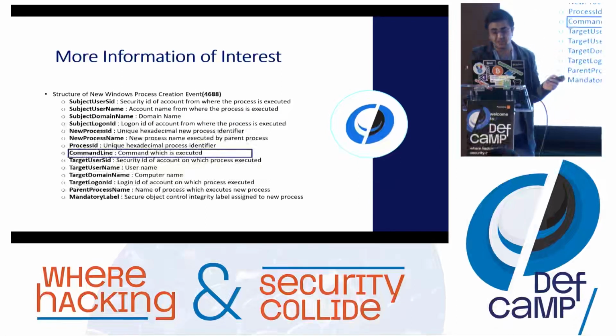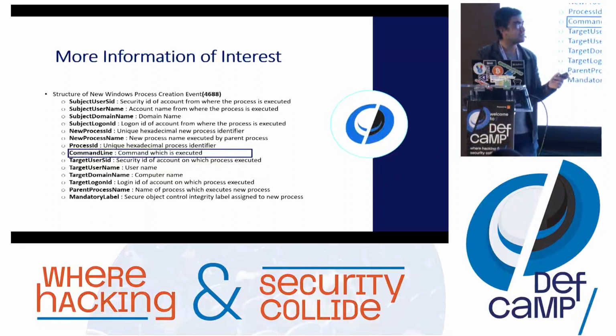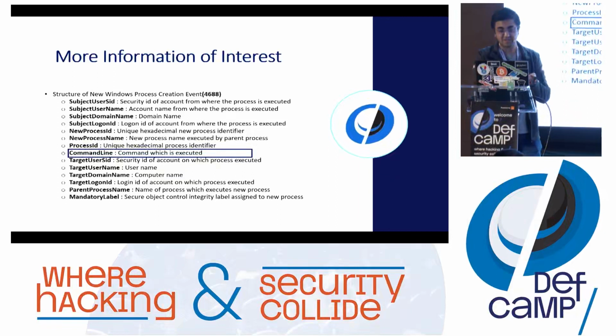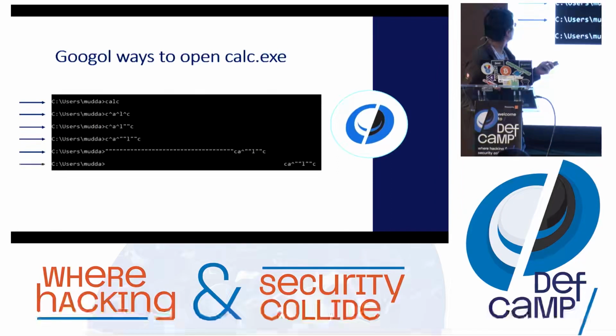there was this command line argument. We can get information from this command line argument, but there are many ways to open a single calc.exe. You can open calc like this, like this, like this. It will open calc, and it will confuse the defender. This is the research on DOS obfuscation done by Daniel Buchanan.